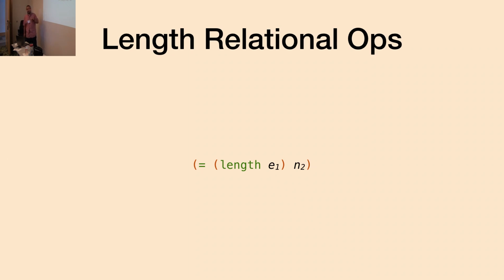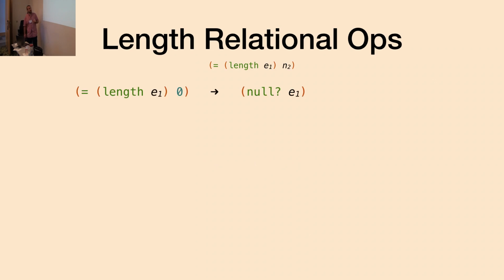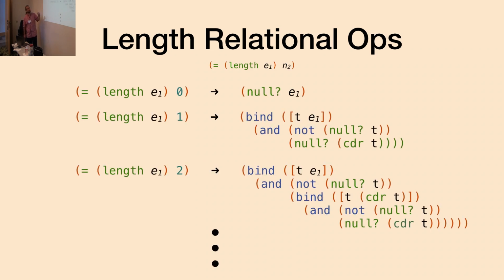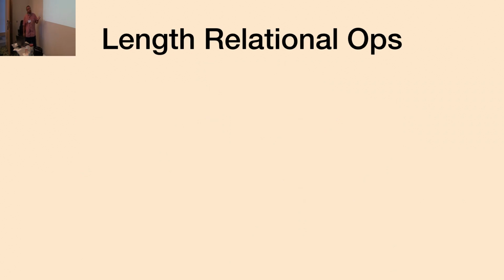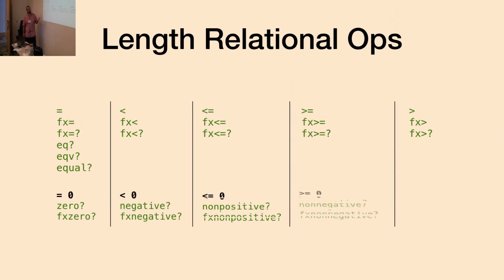And so when we see something that looks like this, we will go through this process and say, okay, well, if it's 0, obviously I just meant null?. And if it's 1, then, well, it shouldn't be null, but its cdr should be null. And if it's 2, then it shouldn't be null, and its cdr shouldn't be null, but that cdr's cdr should be null, and so on. And we do this out to a length of about 4. And we do this for kind of everything.